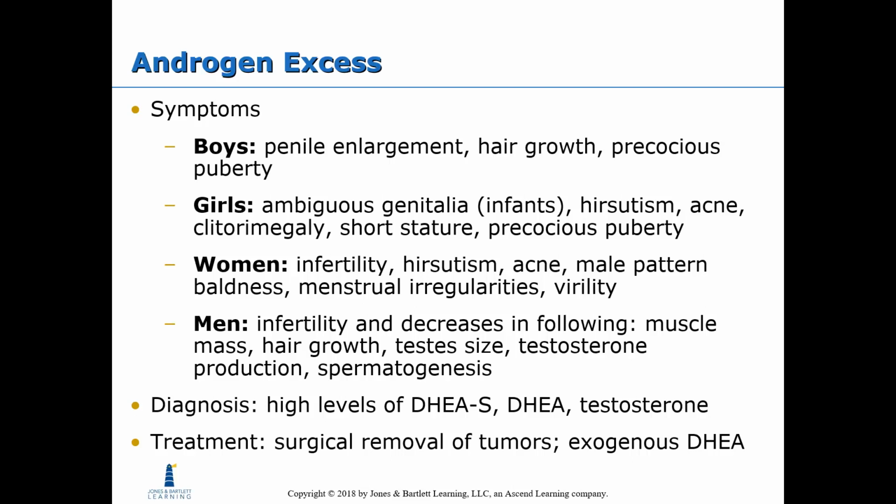Androgen excess. So symptoms for boys include penile enlargement, hair growth, and precocious puberty. So puberty happens a little bit sooner. Girls: ambiguous genitalia, hirsutism, acne, clitoromegaly, so enlargement of the clitoris, short stature, and precocious puberty.